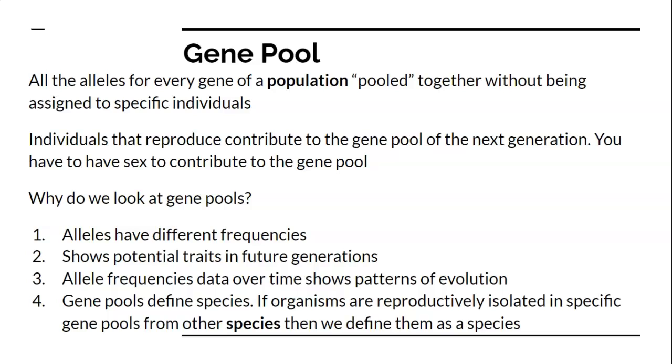So why do we look at gene pools? Alleles have different frequencies. Some alleles show up way more frequently in a population than others. So it shows the potential traits in future generations. You can also track the frequency of alleles over time, which shows patterns of evolution, and gene pools define species. If organisms are reproductively isolated in specific gene pools from other species, then we can define them as a separate species. So gene pools are super important, and we care a lot about them.